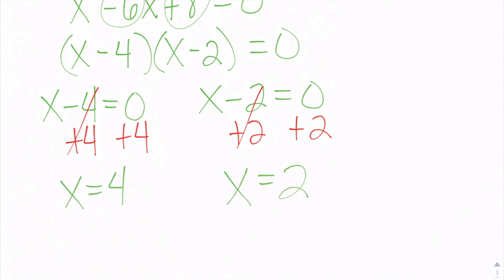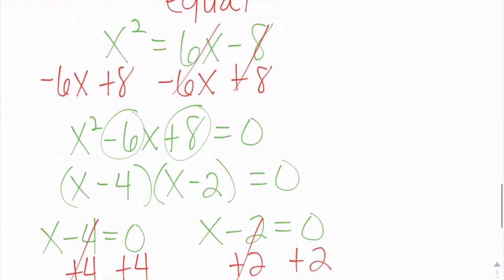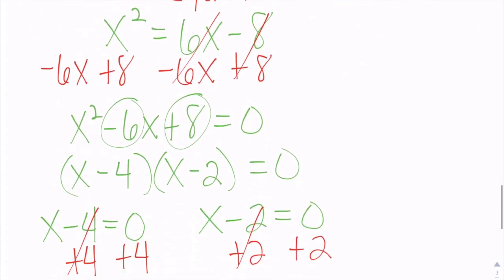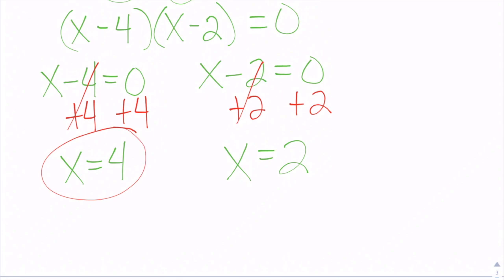And now we're going to take each of them back to the original equation and see if they make any of our arguments negative. So let's start with 4. So if I go back to the original equation and I substitute a 4 in for x, you have the 4 there, which is positive. And then if we go to the right side, 3 times 4 is 12, and 12 minus 4 is 8, which is positive. So both of those work. So this is a potential answer.